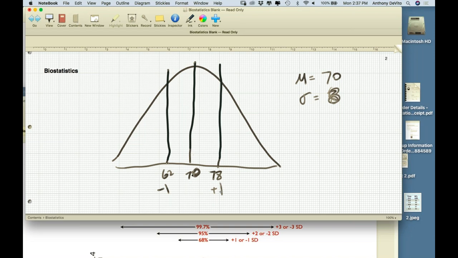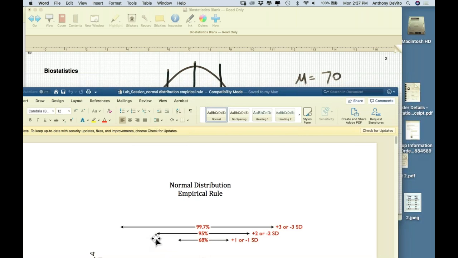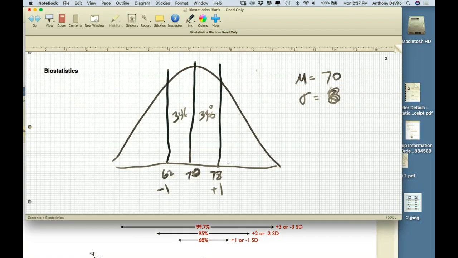What percentage of the students got between 62 and 70? Now, what did I tell you about the normal distribution? It's symmetrical, right? So, can you tell me now what percentage got between 62 and 70? It's the same area there as it is between 70 and 78. So, overall, if it's 68%, that means that each one of these areas is 34%. Right? Everybody agree with me on that? Any disagreements on that? Nope.